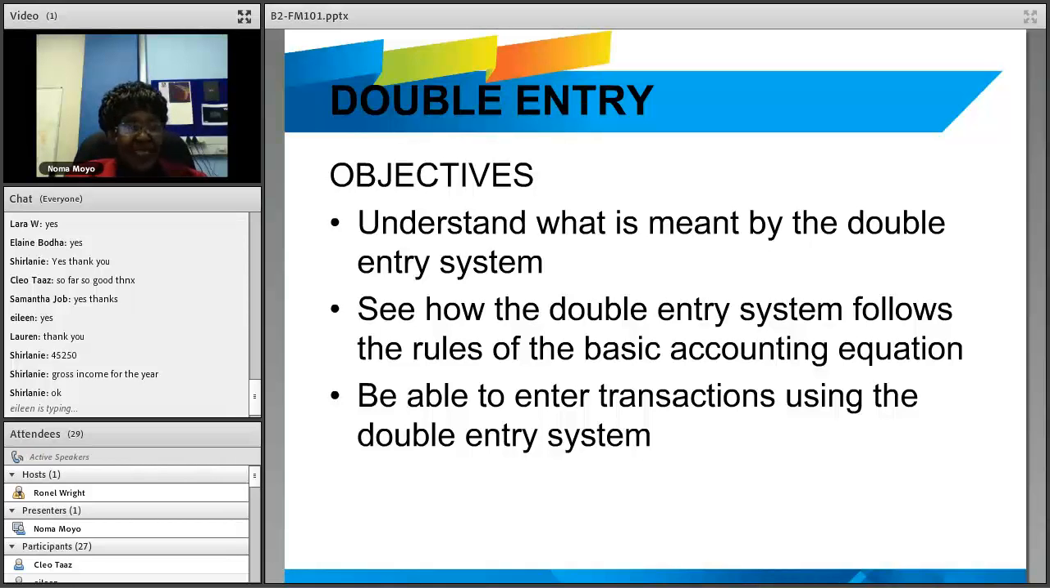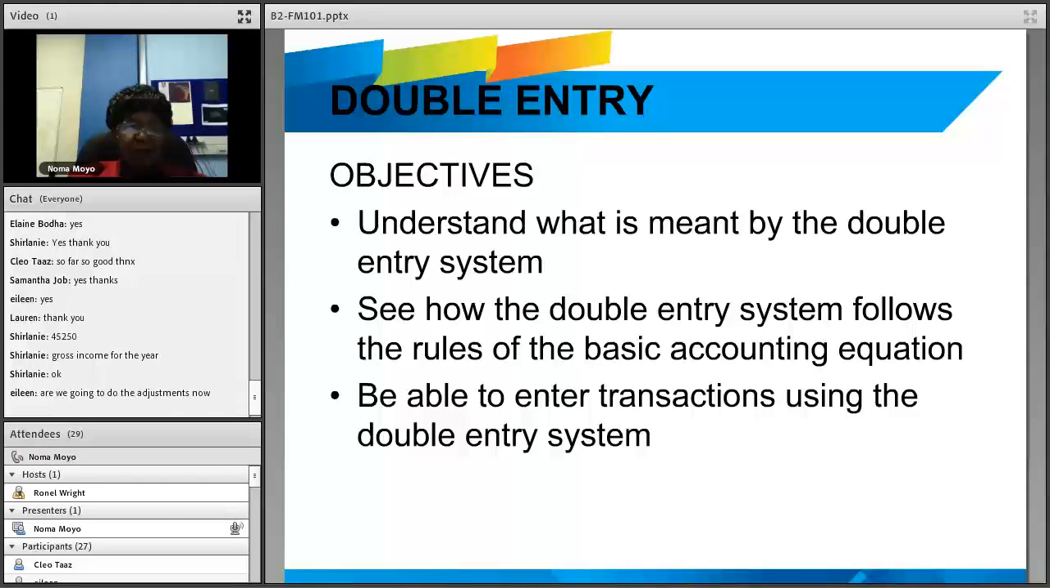Now we are going to the double entry. Our time is limited. Yes, we are going to do adjustments later. I'm just starting off bit by bit so that everybody understands.